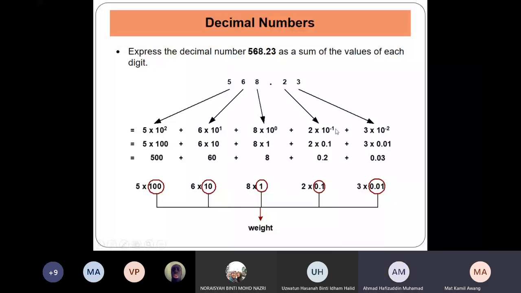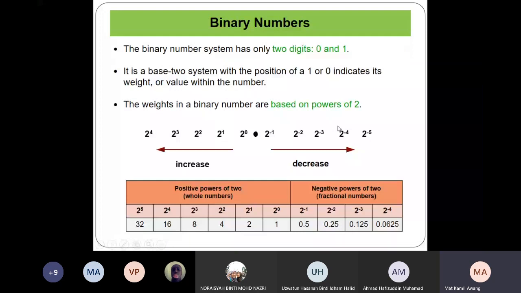So the weight that you multiply by is the factor. For the decimal system, the factor is 10 to the power of 0, 10 to the power of 1, 10 to the power of 2, on the left of the decimal point. If it's on the right, then it's 10 to the power of minus 1, 10 to the power of minus 2, 10 to the power of minus 3, and so on. Right? So the same concept we use for binary numbers.